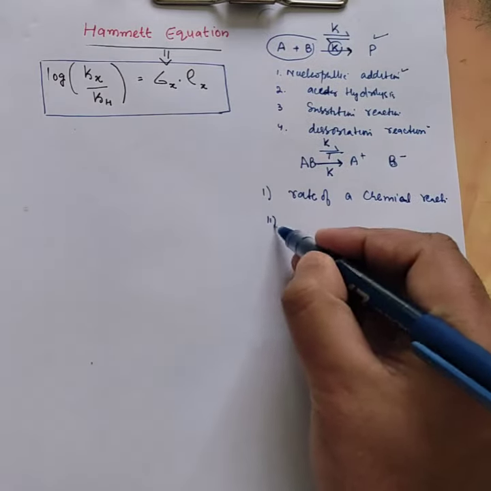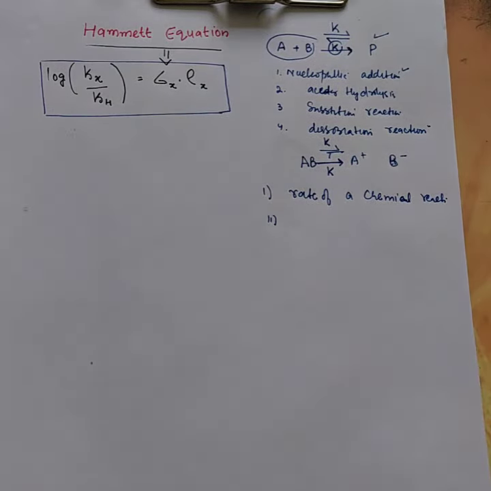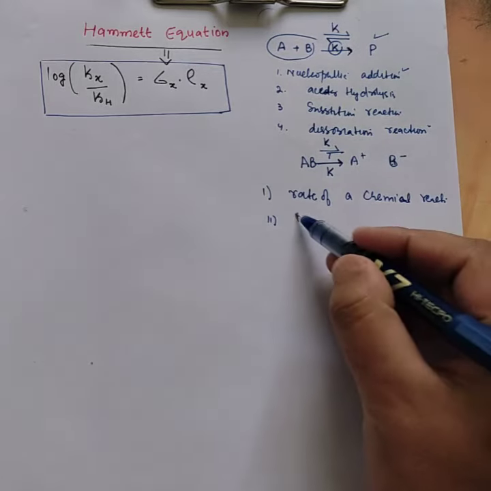Second, when a chemical reaction occurs, we are always interested in knowing the mechanism of the reaction. If A and B react with each other, how do they react? Now what is that particular mechanism? And if AB dissociates, what is that particular mechanism? So we are interested in the mechanism of the reaction.